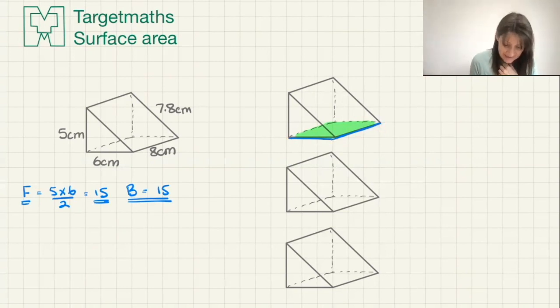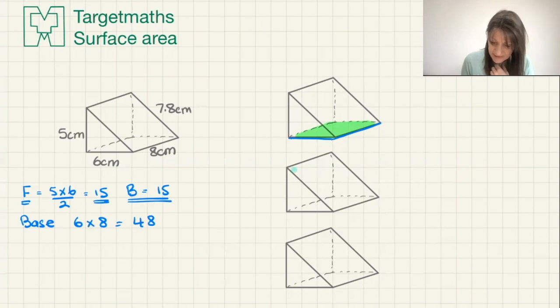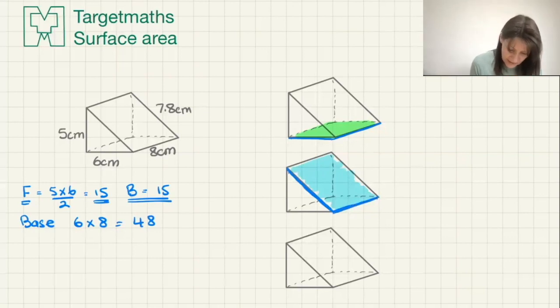So the base is 6 times 8, which is 48. Now let's take a look at the sloping side here. It is another rectangle. This rectangle is coming from the 2D triangle and the third length. So we'll call it slope. I am going to be using 7.8, timesing it by 8, which is 62.4.